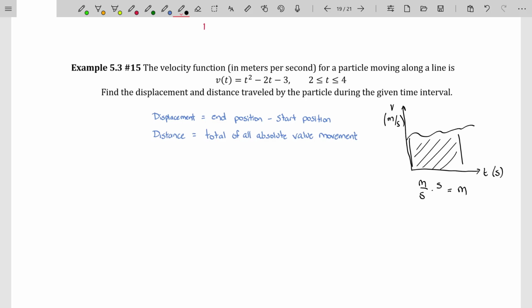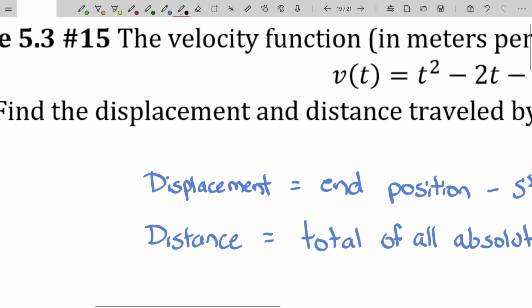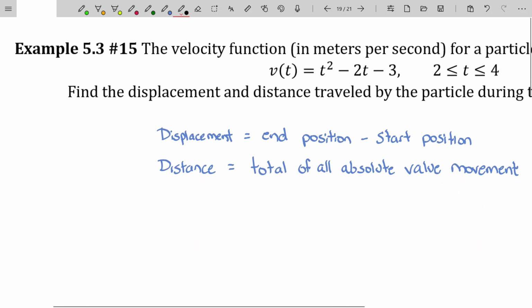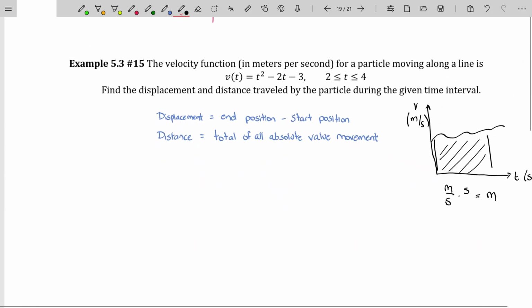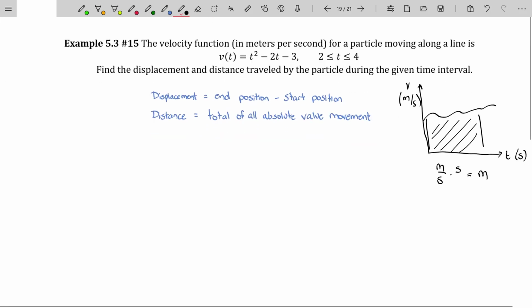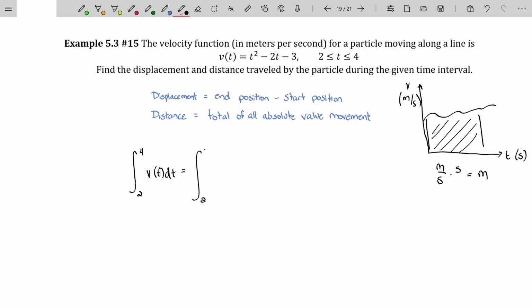So if I want to find a displacement or a distance, really I want to integrate that function v of t. That will give me a distance in meters. So let's go ahead and set up an integral. The integral from 2 to 4 of v of t dt, or in other words, the integral from 2 to 4 of t squared minus 2t minus 3 dt.